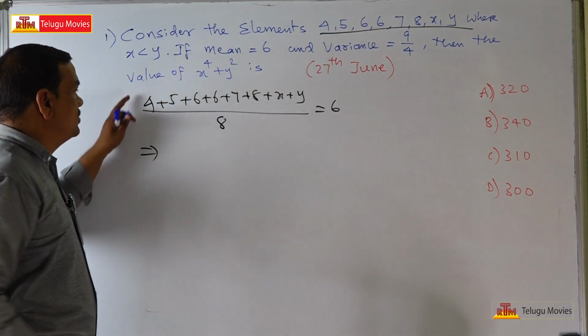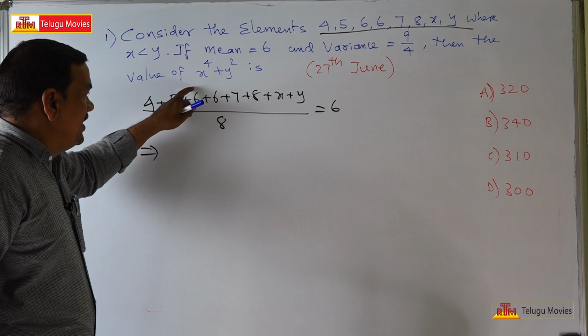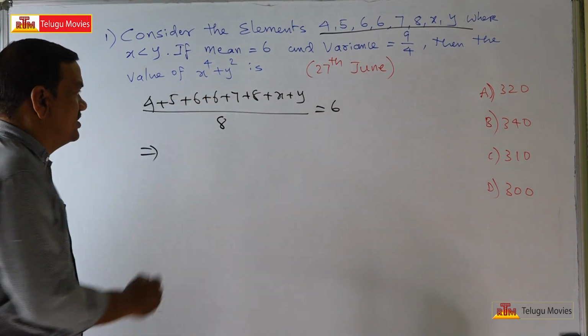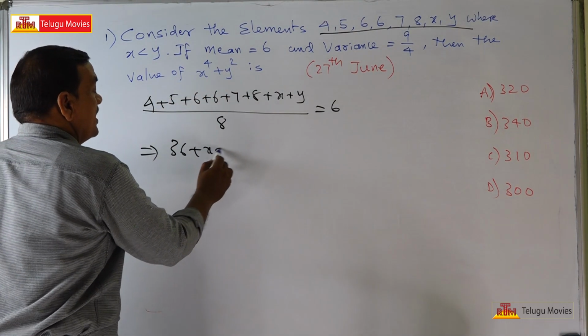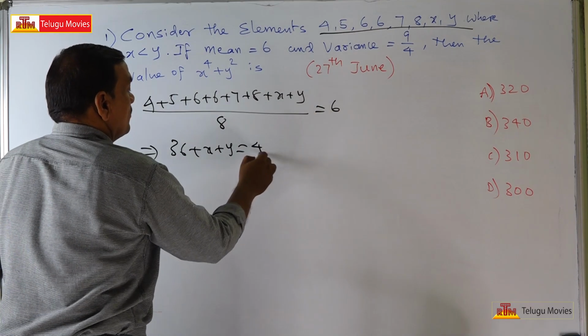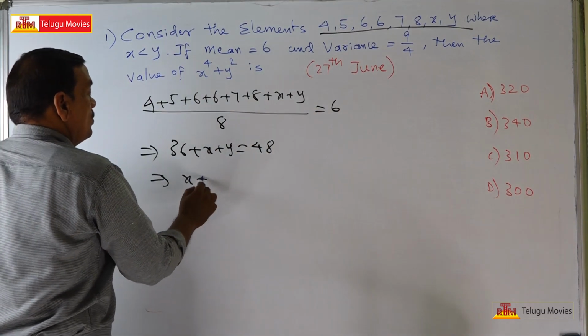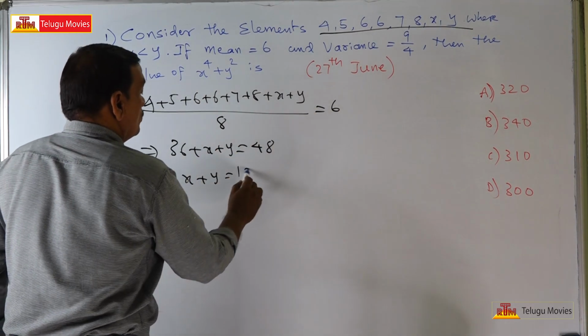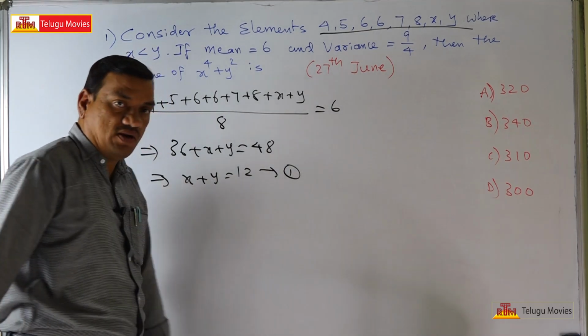If you add this, 4 plus 5 is 9, 15, 21, 28, 36. So this is 36 plus x plus y is equal to 6 eights are 48. So x plus y is equal to 12. Call it equation number 1.